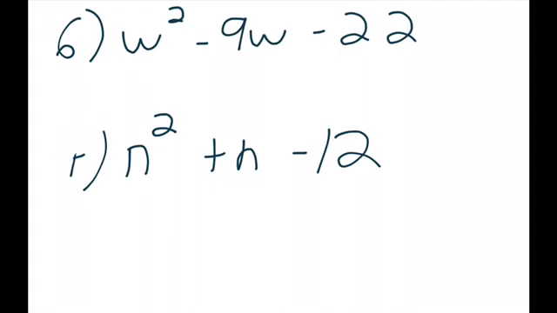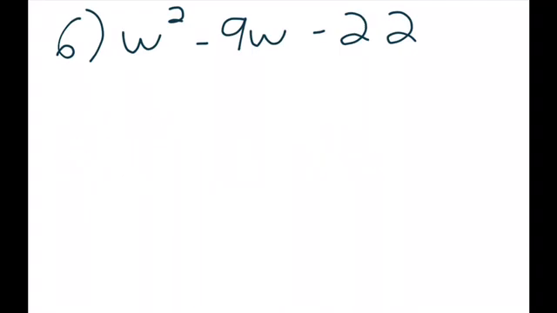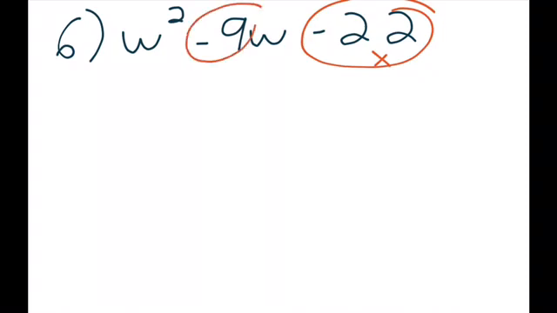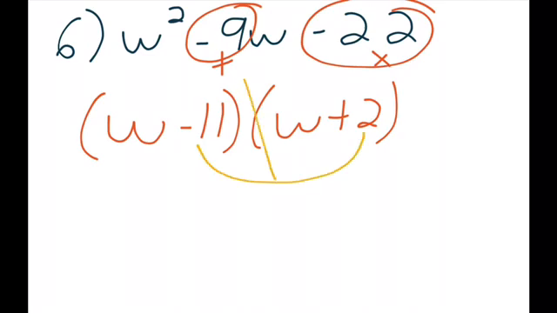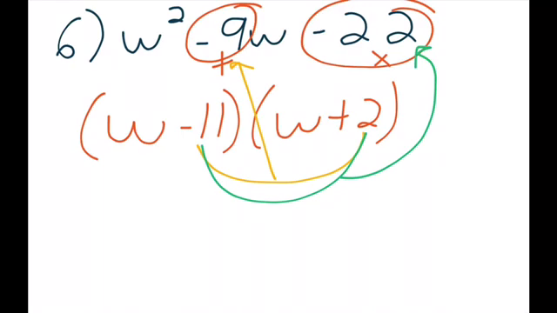Okay, let's go through each one. Go ahead and erase number 7 first so we can go through number 6. What two numbers, when multiplied, give me a negative 22, and when added, give me a negative 9? Well, that is going to be negative 11 and 2. So I have w minus 11 times w plus 2. Negative 11 plus 2 gives me a negative 9, and negative 11 times 2 gives me a negative 22.